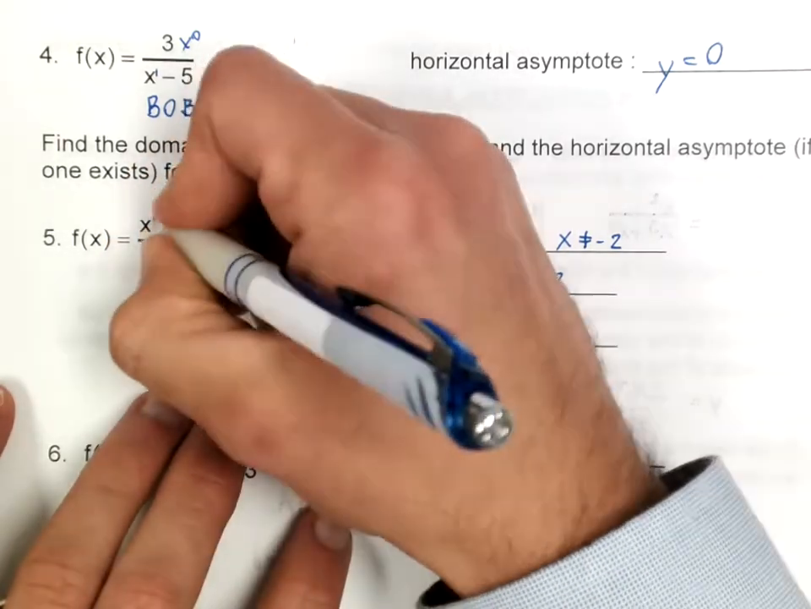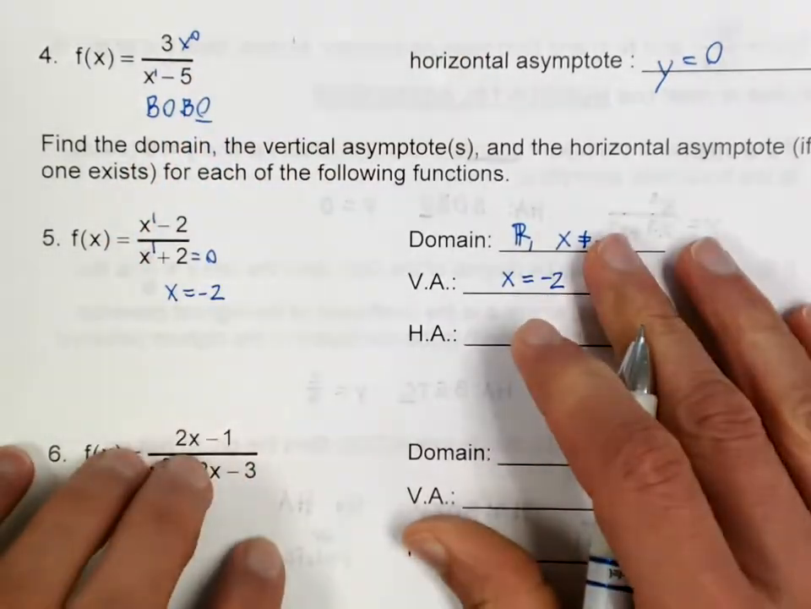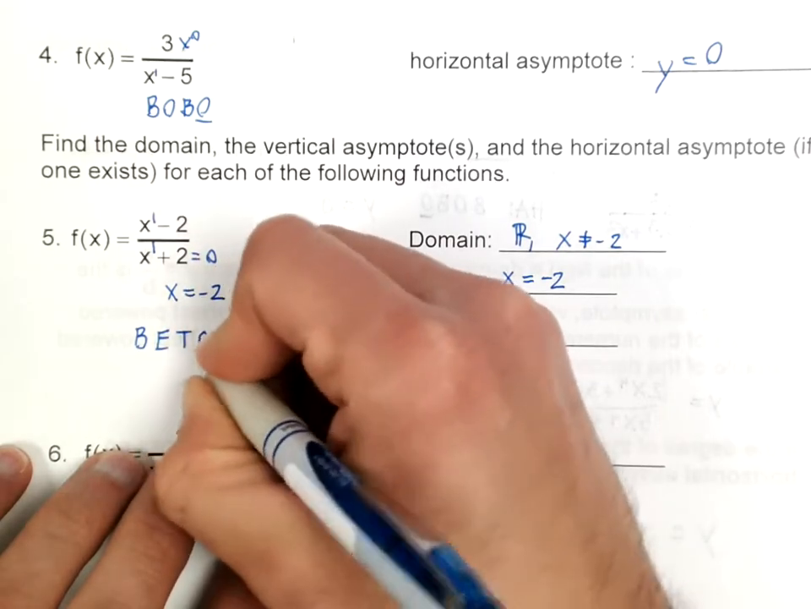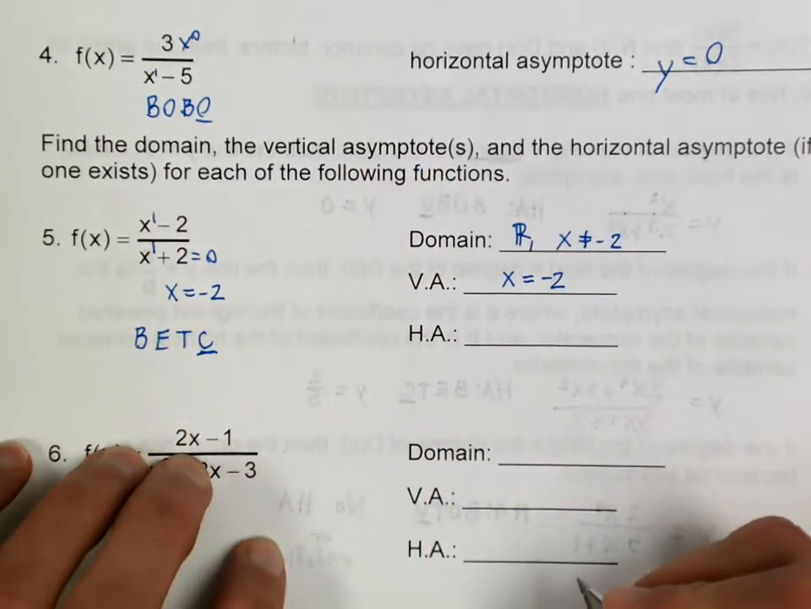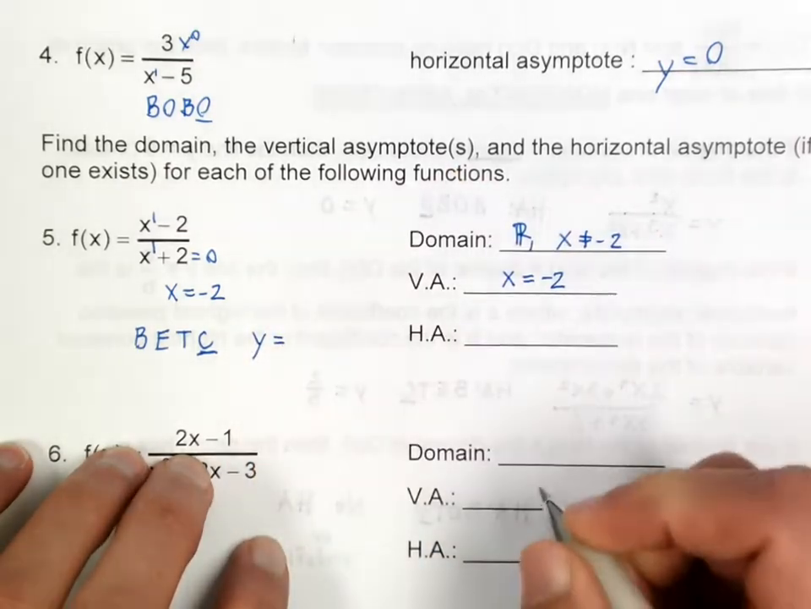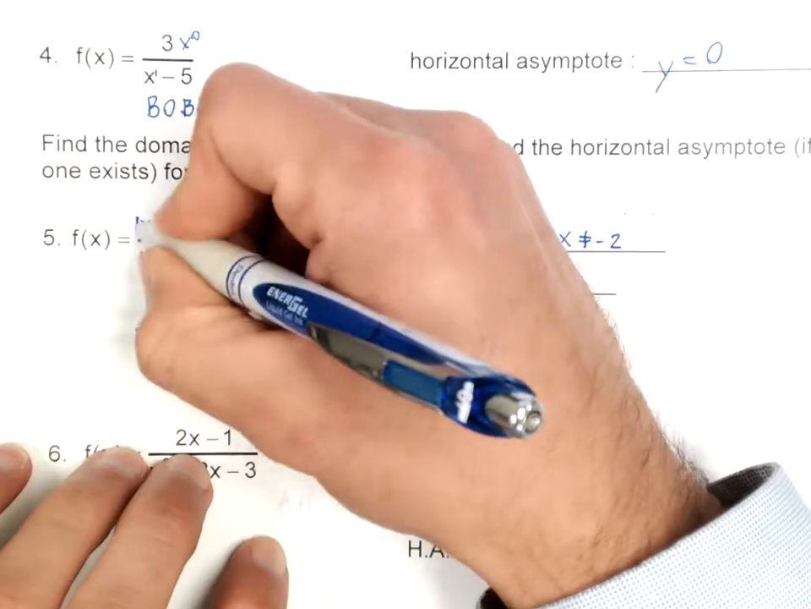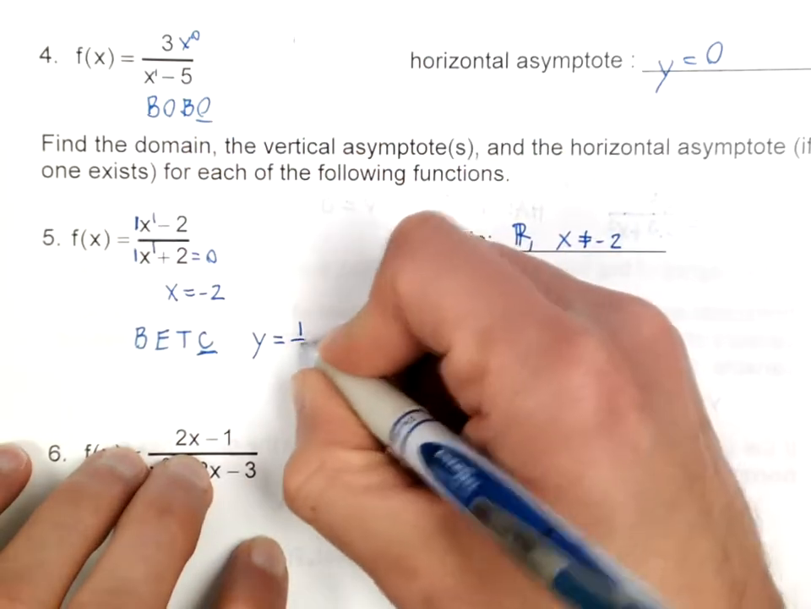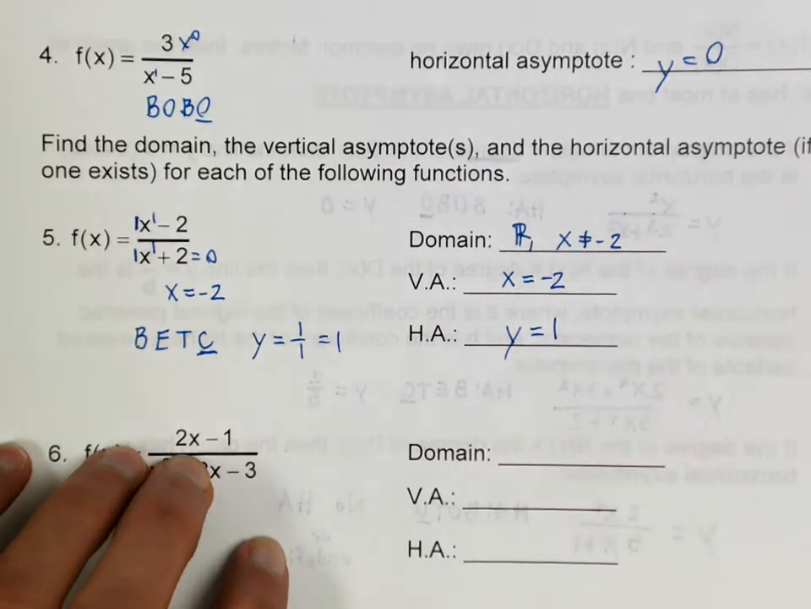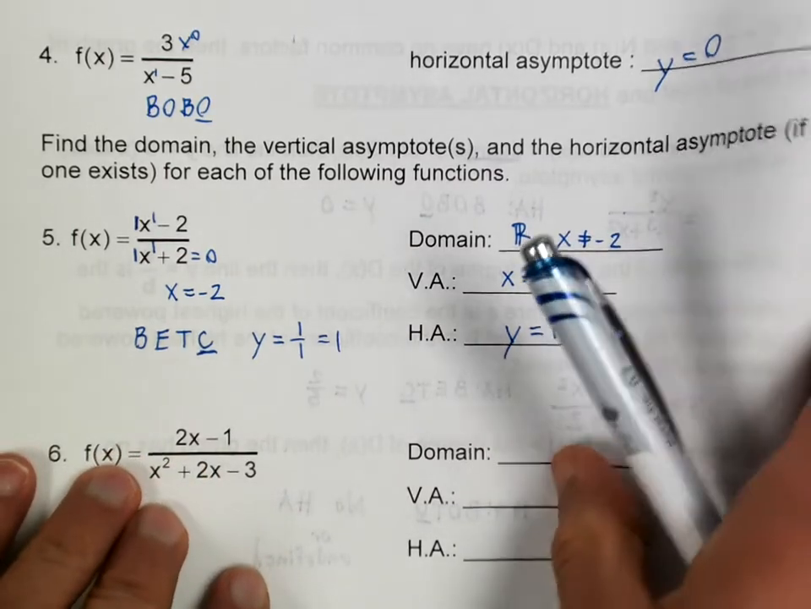Right, horizontal asymptote, let's look at the degrees. Degree of the top is 1, degree of the bottom is 1. So bottom equals top, so that's Betsy. Remember, that's the ratio of the coefficients. So my horizontal asymptote is going to be the ratio of the coefficients. The coefficients of this would be 1 and 1, so this would be 1 over 1, which is 1. So therefore, my horizontal asymptote is 1. Alright, let's move on to number 6.